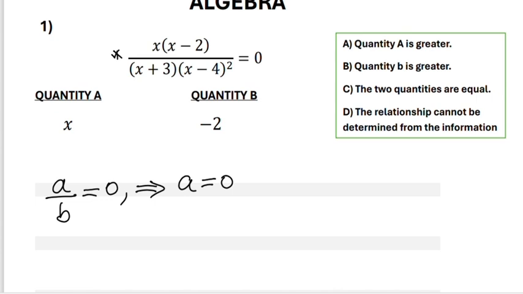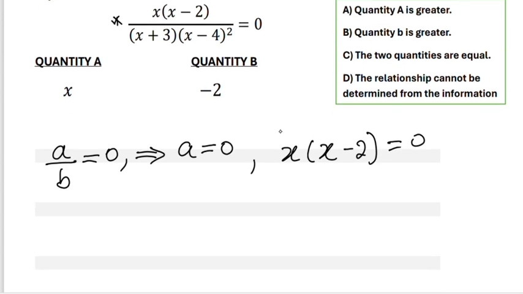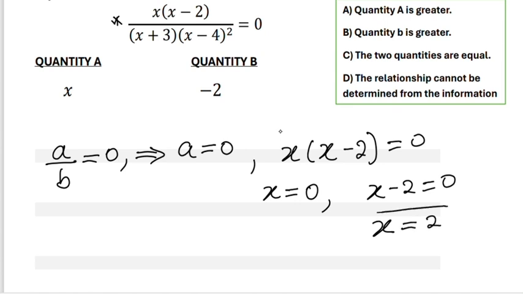This simply means that x times x minus 2 has to be 0. And what this means is that either x is equal to 0 or x minus 2 is equal to 0. And if x minus 2 is equal to 0, that means x is equal to 2. So we've gotten two solutions to this expression: x is either 0 or x is 2.